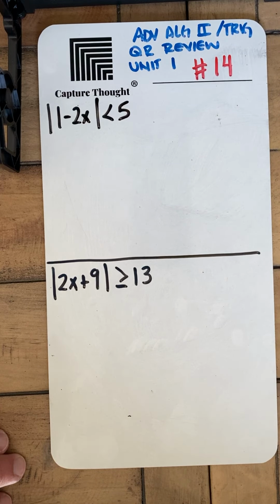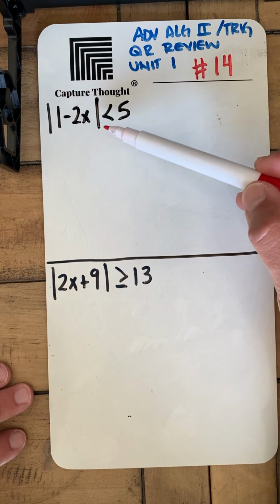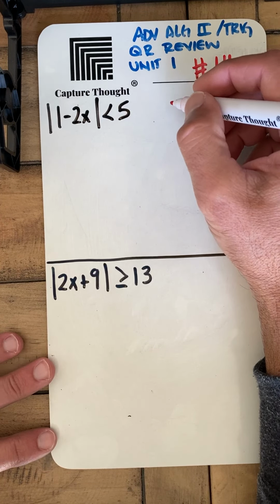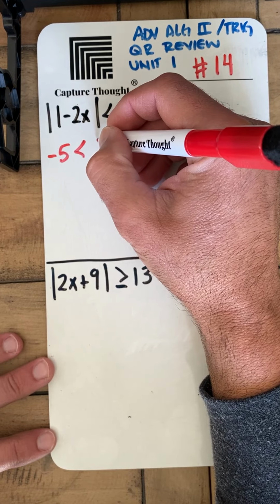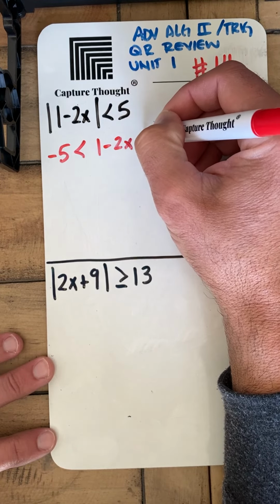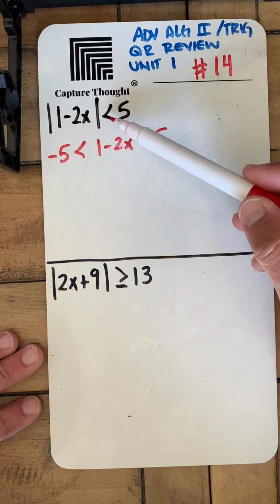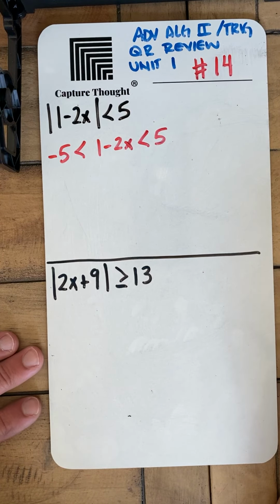All right, number 14 on the QR code review says solve the absolute value inequalities and then graph the solution set. Because this is the absolute value of something is less than a number, the correct setup is going to be the following. We're going to say -5 is less than 1 minus 2x, which is less than +5. And that's because I have a less than inequality. So that's how I want to set it up to get rid of my absolute value bars.